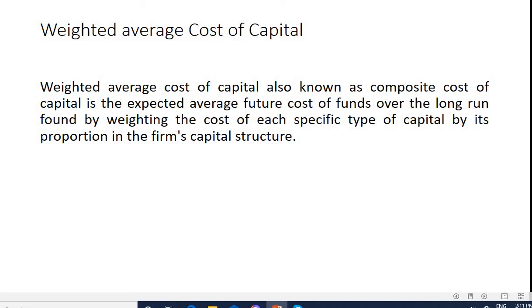For example, if you want 100 rupees for funding the project, how much are we taking from equity? If we take 30 rupees, that is 30%. If we take debenture of 50 rupees, that means 50%, and the rest from preference, that means 20%. It should be equal to 100. These are the weights we consider here, and then we multiply that proportion with the cost of each specific type. If equity is 14% and debenture is 15% cost, then we multiply that cost with the proportion we get from assigning the weights to each individual type of capital.